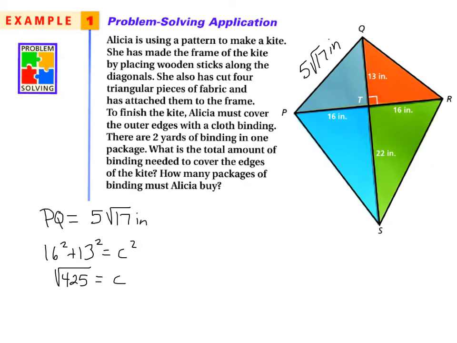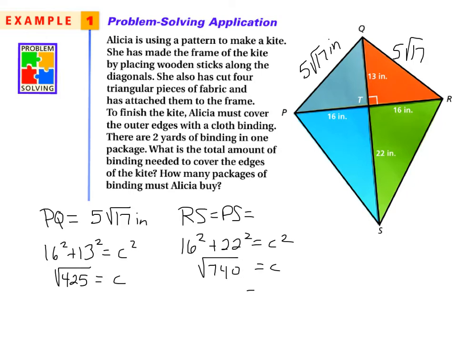RQ is going to be the exact same thing. So RQ would also be 5 times the square root of 17. Now, if I find RS, PS and RS are the same thing. So I would take 16 squared plus 22 squared equals C squared. If I added the sums of the squares and took the square root, it would give me the square root of 740, which gives me 2 root 185. So each of these would be 2 times the square root of 185 inches.